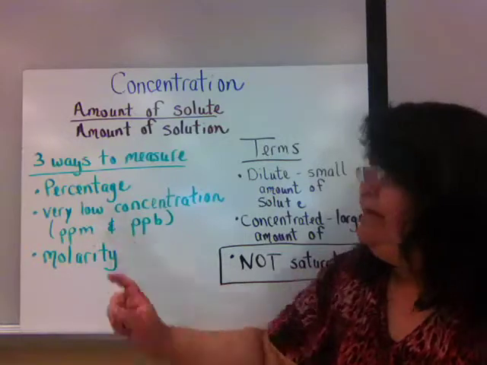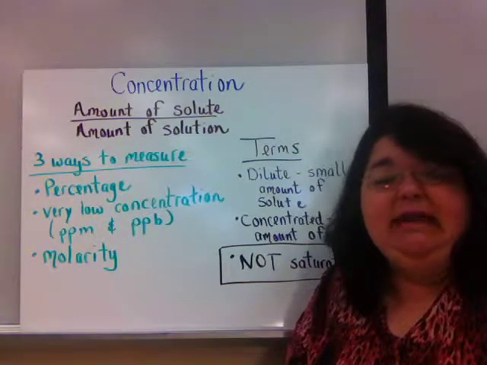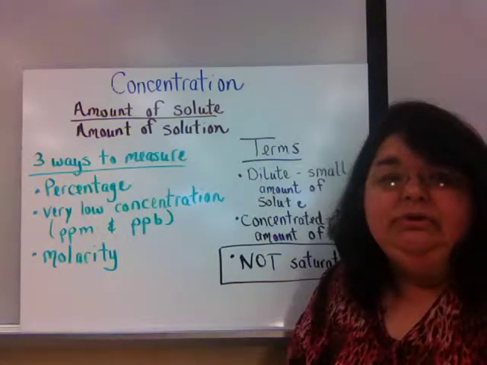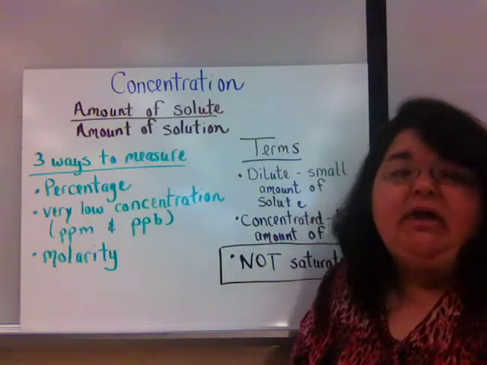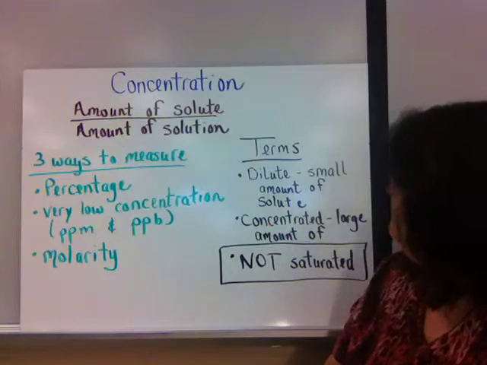In order to talk about something in terms of parts per million, it means that you need to have 1,000,000 times less solute than you do solvent. And parts per billion means that you need to have 1,000,000,000 times less solute than you do the solvent.